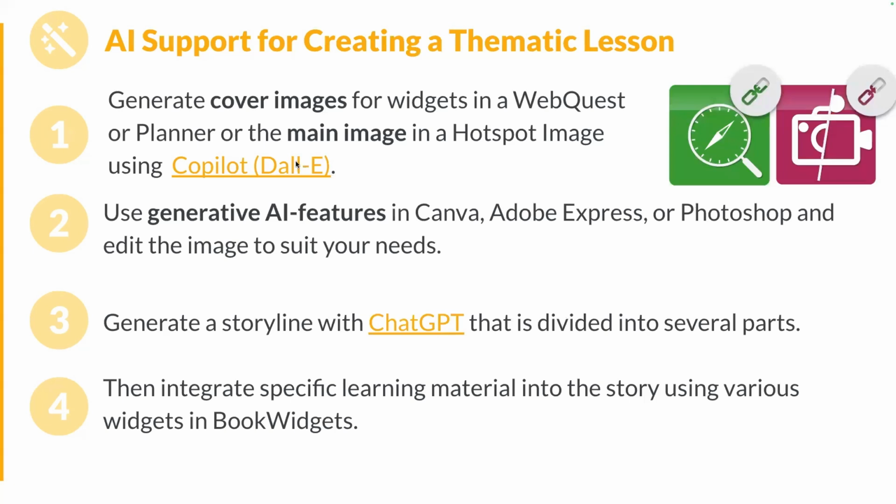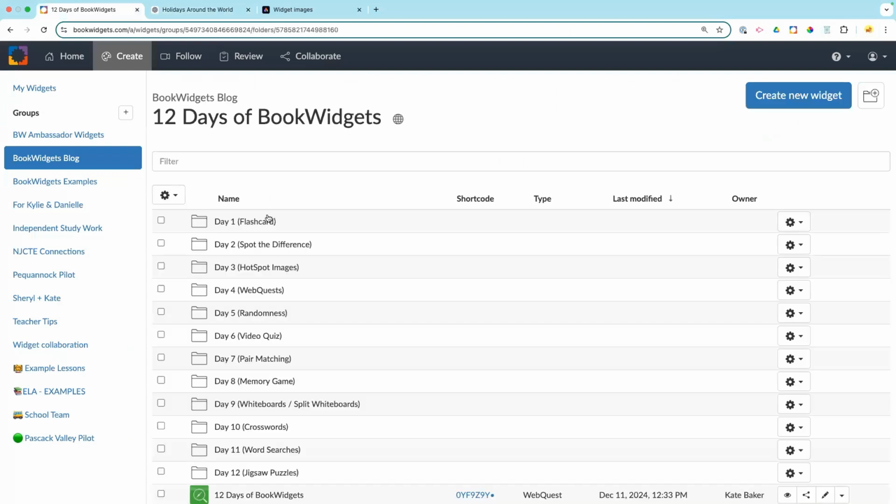And then if you also need to make some changes to them, if you take that image that AI creates for you, you can then pull it into other image editing tools like Canva or Adobe Express or Photoshop and edit that image to suit your additional needs.